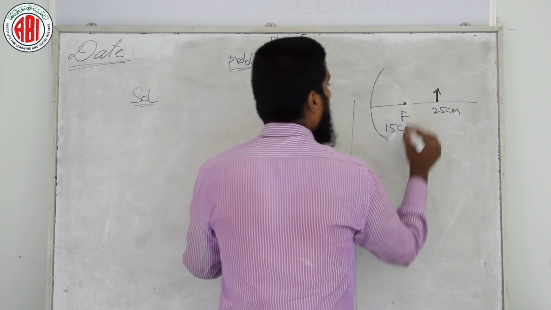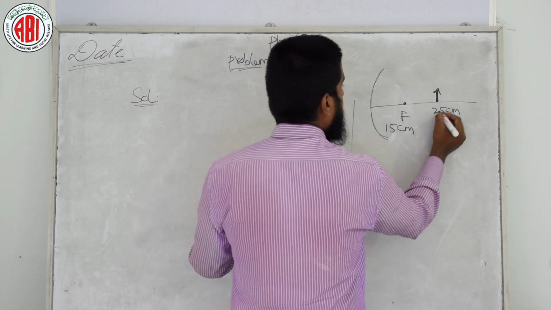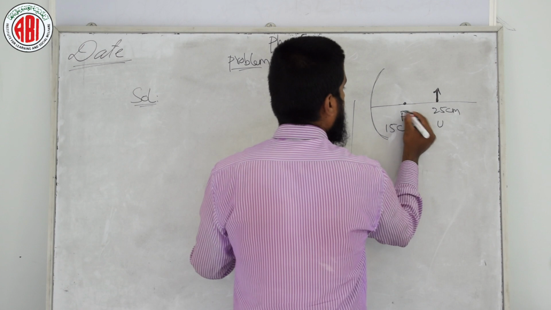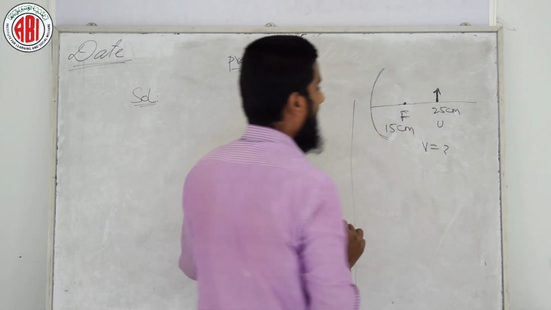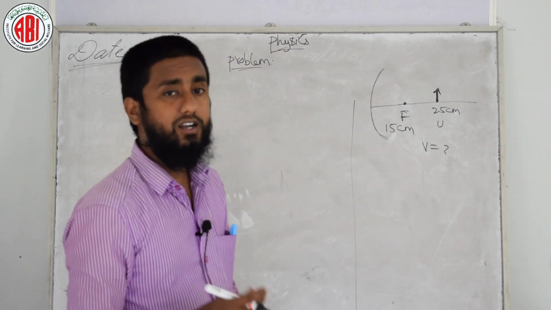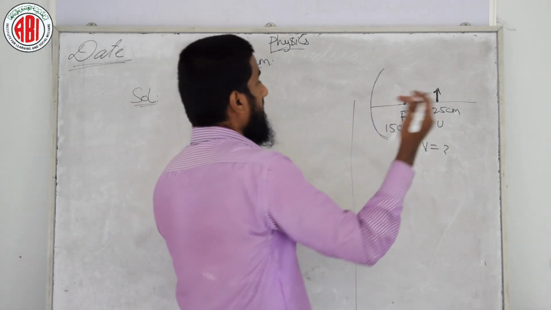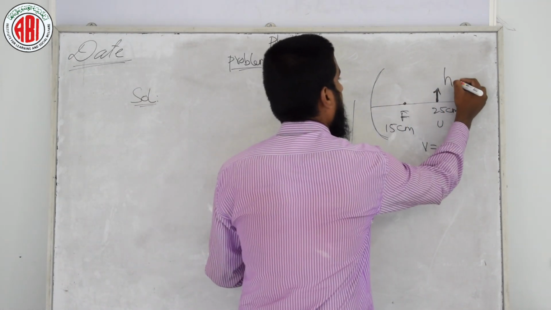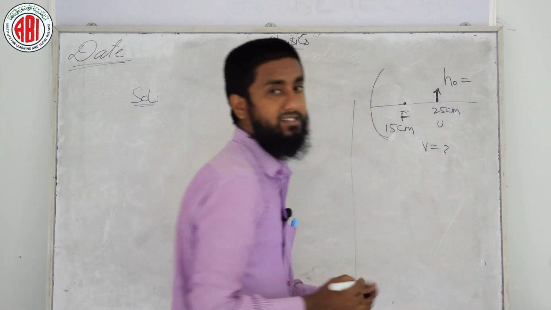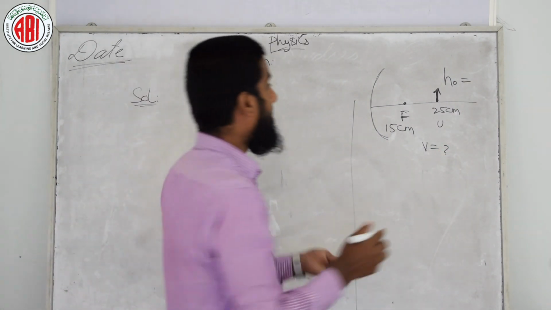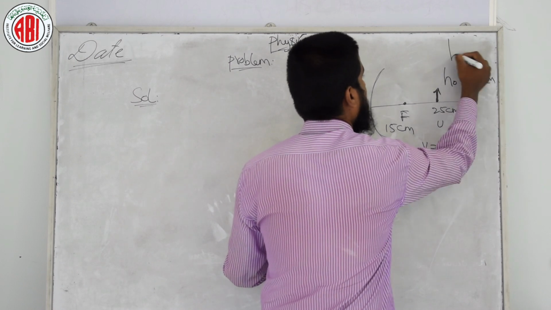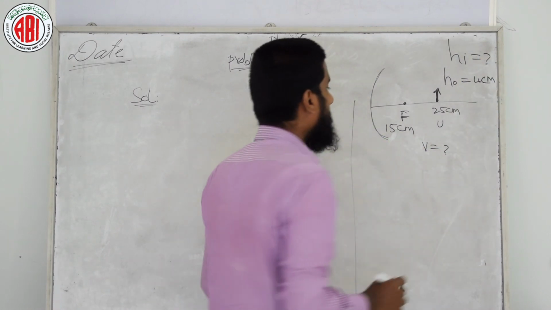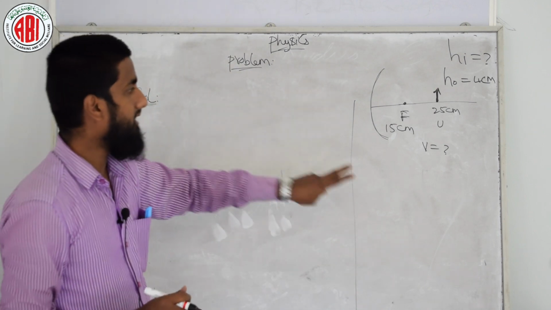You can see 25 centimeter is u. f is given, u is given. We need to find v. v is equal to how much? As well as, what is given in the question: the height of the object, ho, is given as 4 centimeter. So we need to find one more thing, hi. So we need to find two things, hi and v.